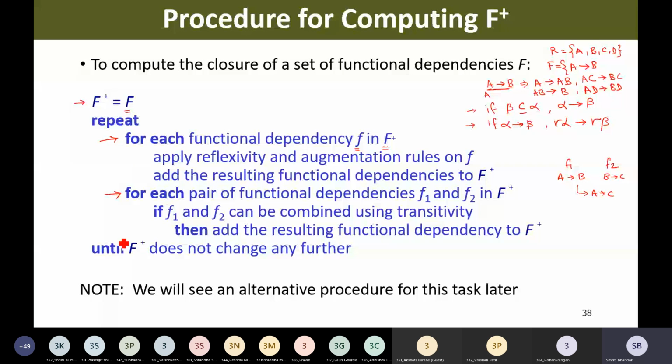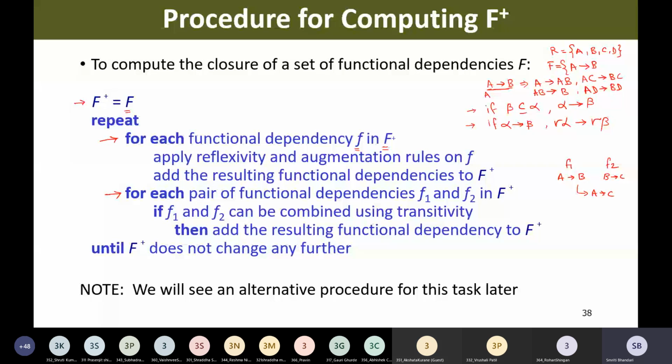We repeat this process as long as there is some change in F plus. After several iterations, our F plus will remain unchanged. After adding all the functional dependencies to F plus, at some instance it will not change anymore. At that instance, we terminate.